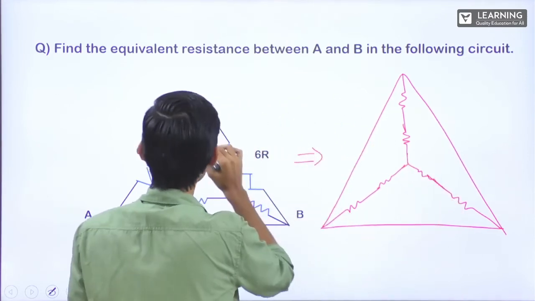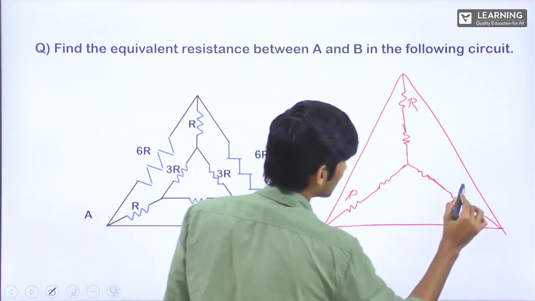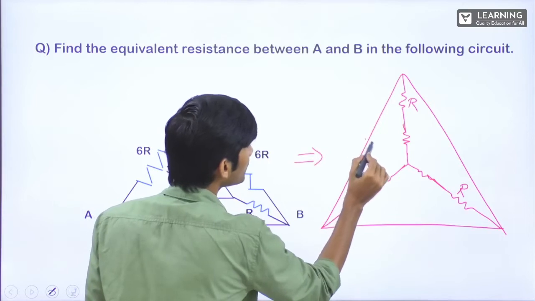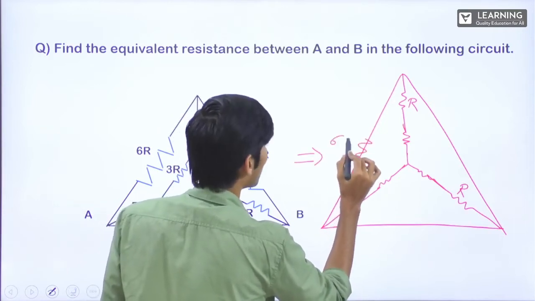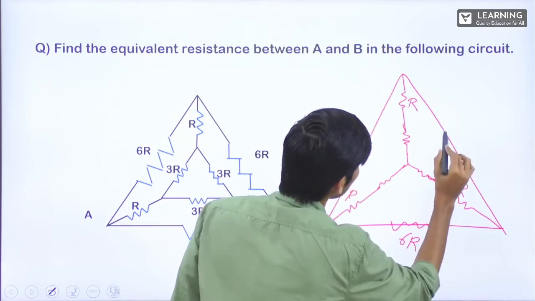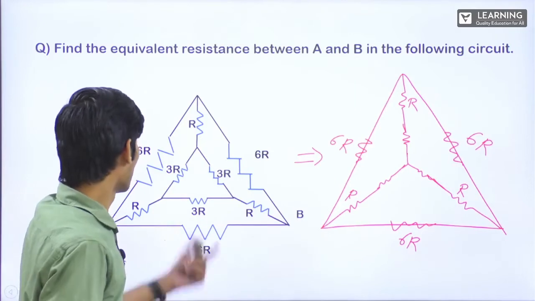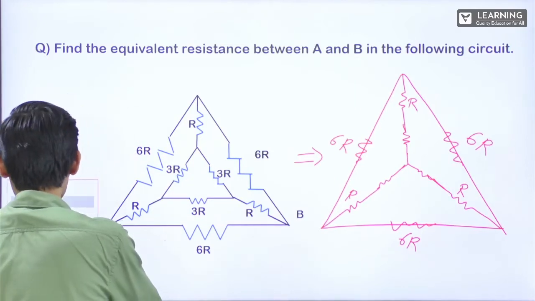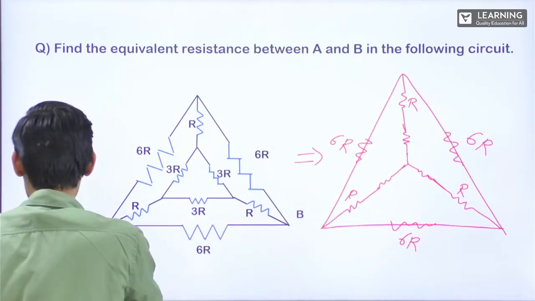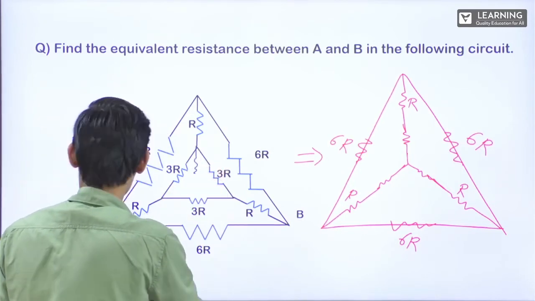Fine. This is given as R. This is given as R. This is given as R. This is given as 6R. This is given as 6R and this is also given as 6. Fine. Now this is 3R. Let me convert here only, then I'll write the values there. Okay. I'll write.